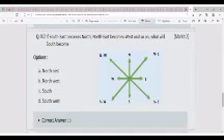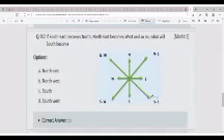How far is he from his starting point? So this is the starting point, this is the ending point. So how much is the distance between them? 20 kilometer. So that is option A.